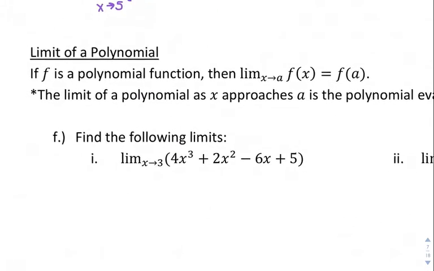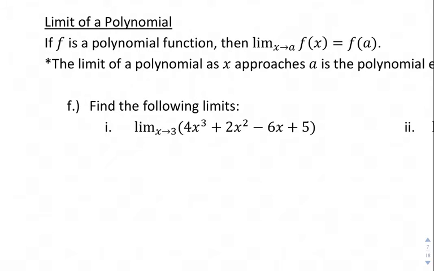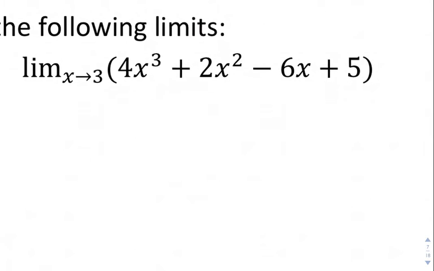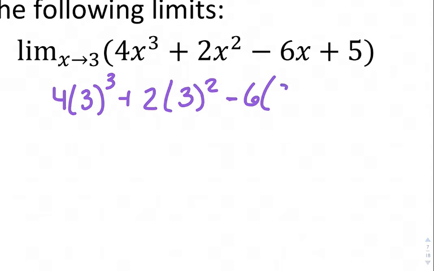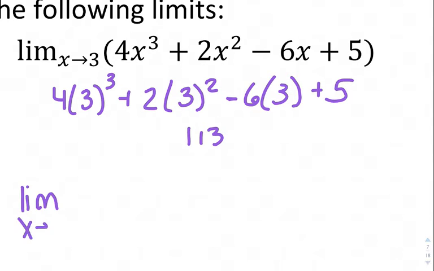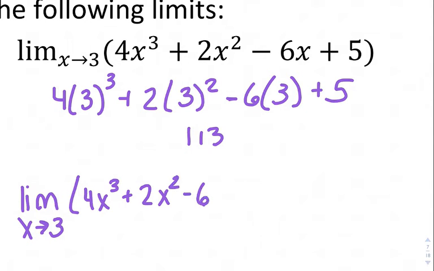For a polynomial, all you have to do is plug in your x value. So as x approaches 3, that's going to be my value that I'm going to plug in for x. So this would be 4 times 3 cubed plus 2 times 3 squared minus 6 times 3 plus 5. So then you can plug that into your calculator and see what your output is. And it would be 113. Therefore, the limit as x approaches 3 of 4x cubed plus 2x squared minus 6x plus 5 equals 113. And again, try the next one.